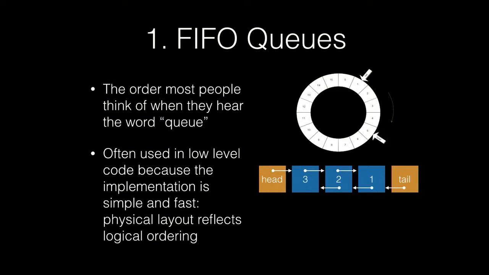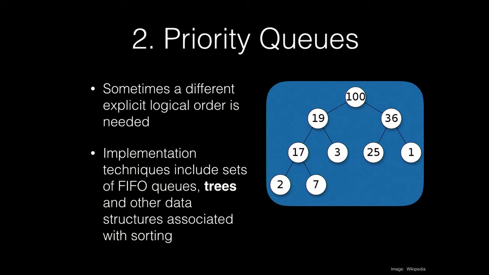So firstly, mostly when you hear the word queue, people are usually thinking of FIFO queues, first in, first out. And they're often used in low-level systems because they have simple implementations where the ordering is linked to the physical representation or physical layout in memory, and there's circular buffers and linked lists and so on, simple ways to implement those things. But slightly more generally, priority queues are the same sort of thing, except where there's some explicit logical ordering, where you perhaps put a number on things, or something which is part of the message controls the order that things go in. And the implementation techniques for priority queues usually look a little bit like sorting systems. They involve trees and the sort of things that you see in sorting algorithms.